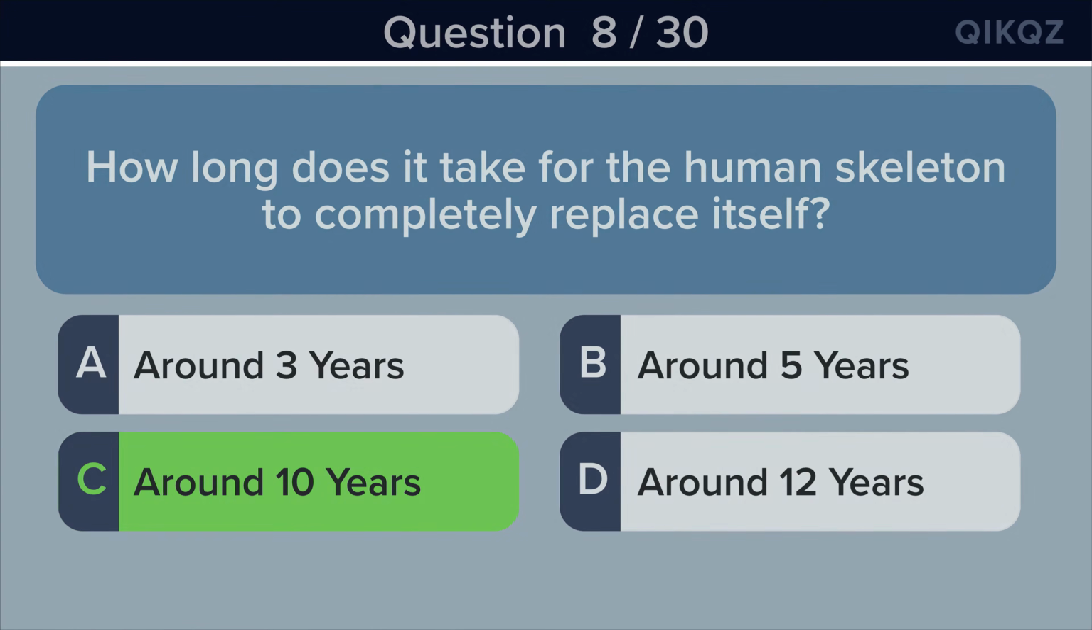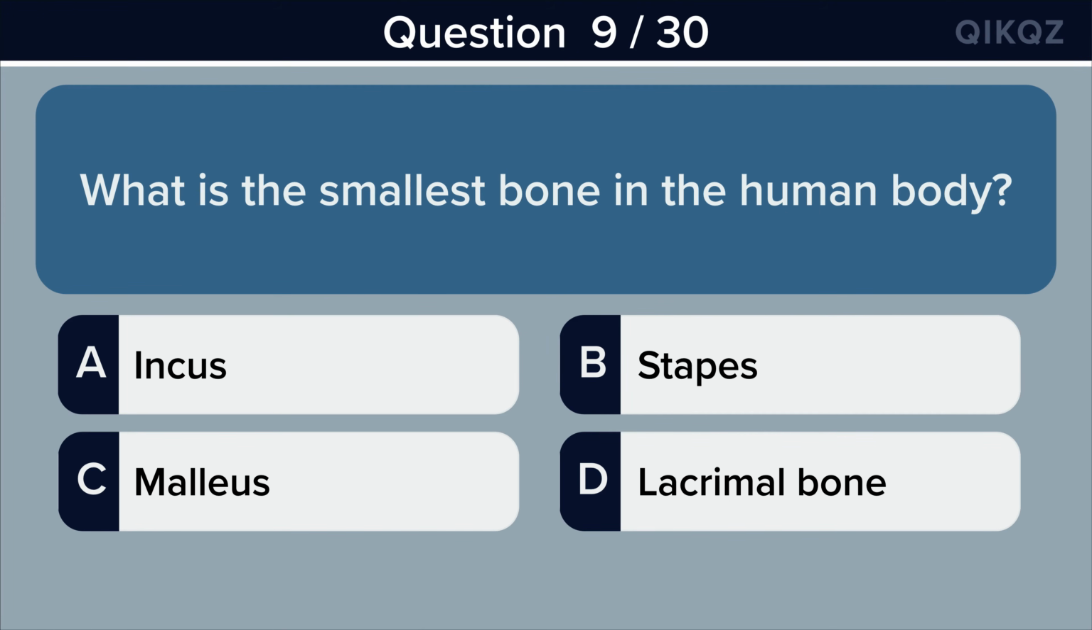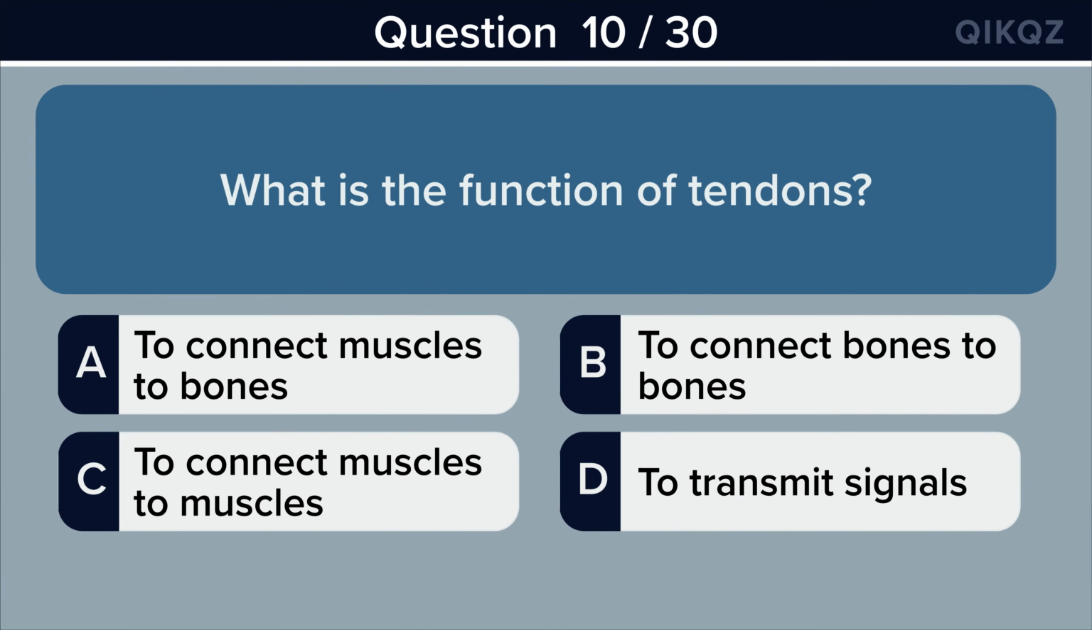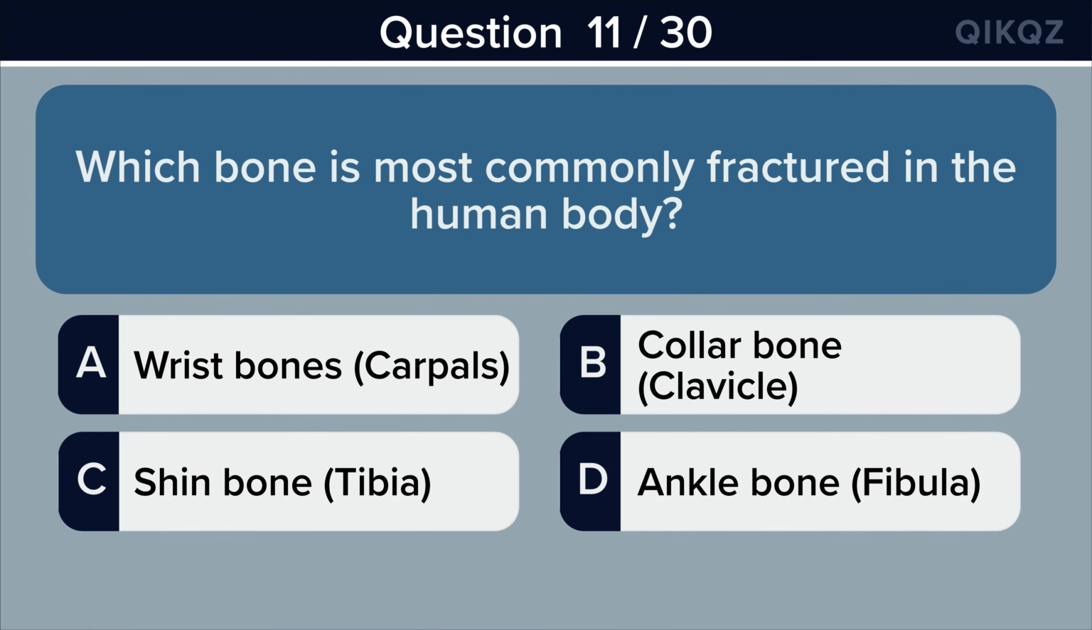Around 10 years. What is the smallest bone in the human body? Stapes. What is the function of tendons? To connect muscles to bones. Which bone is most commonly fractured in the human body?